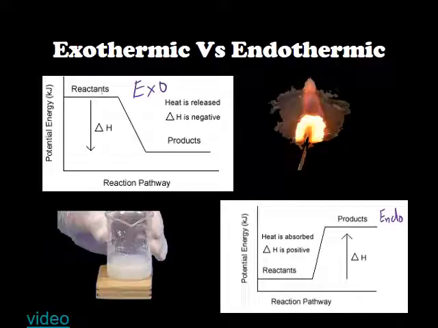However, for an endothermic process, which is the one at the bottom, the amount of energy locked in the bonds of the reactants is less than the amount of energy locked in the bonds of the products. So that means heat is being absorbed from the surroundings, which is then placed in the bonds of the products. So delta H, or the change in enthalpy, is positive.